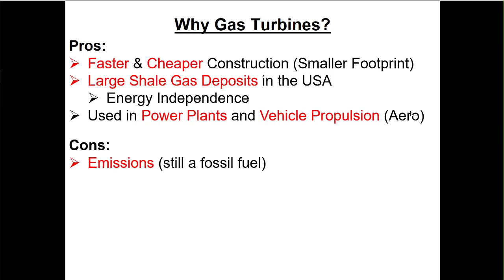So even though moving from coal to natural gas reduces emissions, it doesn't bring us to zero emissions, right? There still are CO2 emissions when we're burning natural gas, although they are reduced from coal. And then we also have challenges potentially with extracting natural gas from the earth. We typically use a process called fracking.